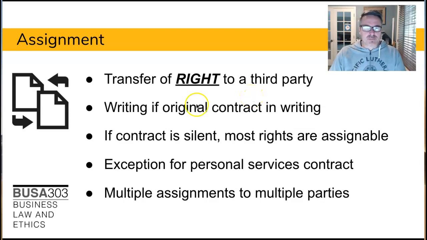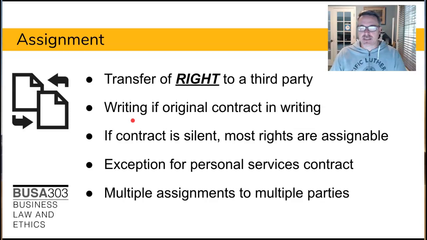Okay, if the original contract is in writing, then the assignment has to be in writing. So whatever the rule is for the original contract applies to the assignment. So if the mortgage loan was written, which it has to be because it's a real estate transaction, then the assignment would have to be in writing.